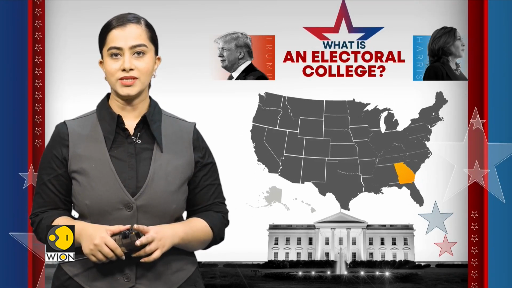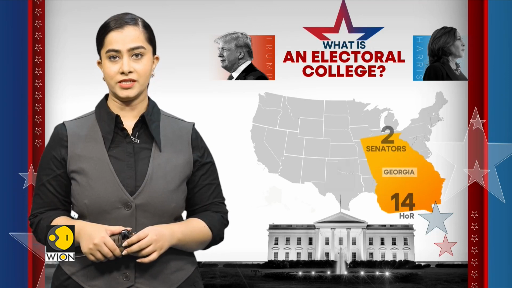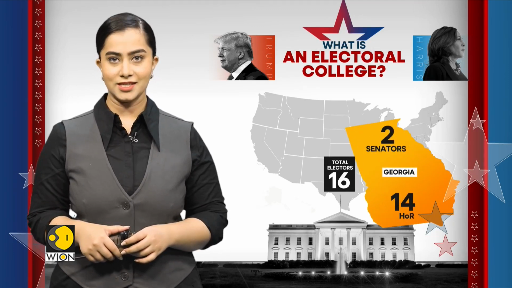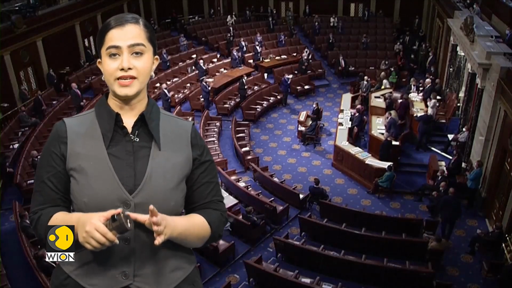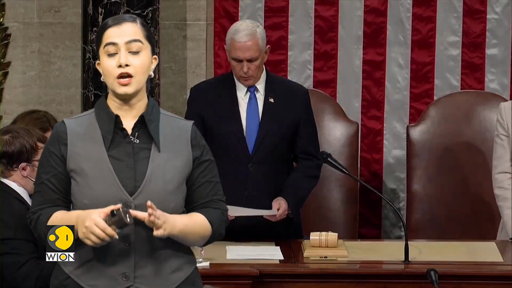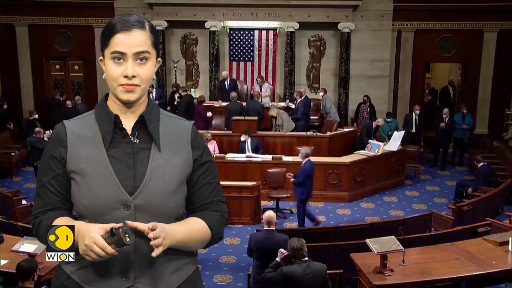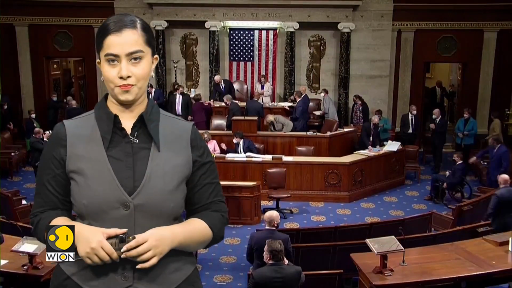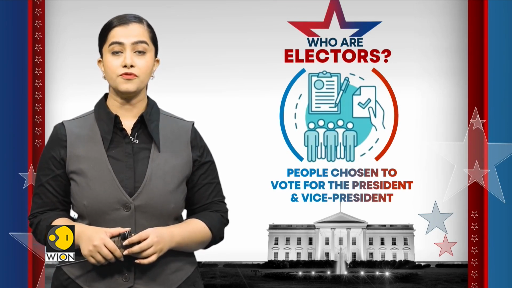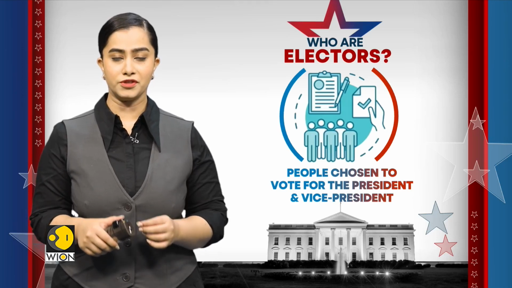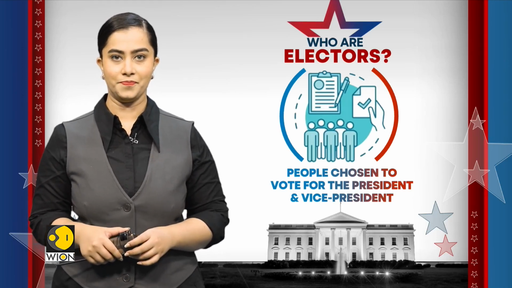Another example, Georgia. The state has 2 senators and 14 representatives in the Congress. Hence, its total number of electors is 16. But just to clarify, the senators and House of Representatives are not the electors themselves. There are separate people for that job. The group of presidential electors is formed every 4 years during the election. They are chosen for the sole purpose of voting for the president and vice president.